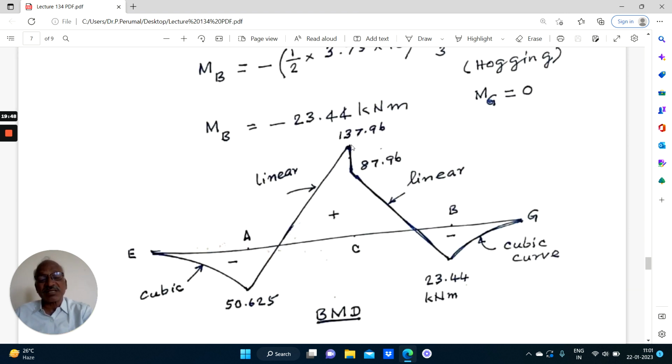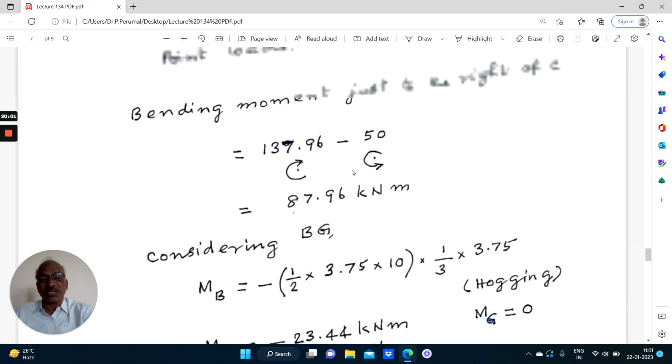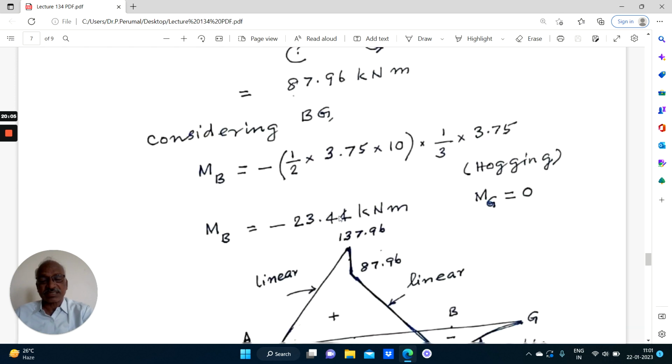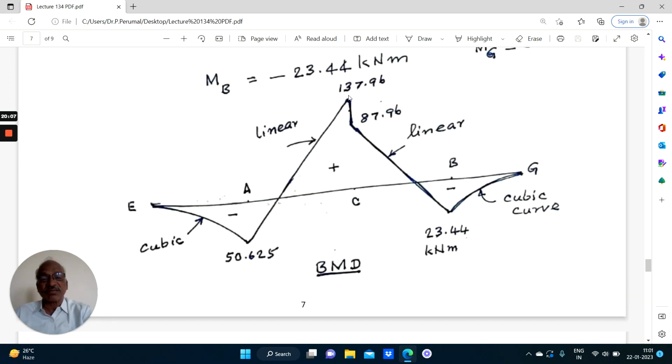At this point, there is a moment. So after subtracting that moment, you get the value as 87.96. So this indicates the anticlockwise moment of 50 kilonewton, for which you have done the calculation. So this is the calculation, 87.96. Just to the left, it is 137.96. Just to the right, 87.96.